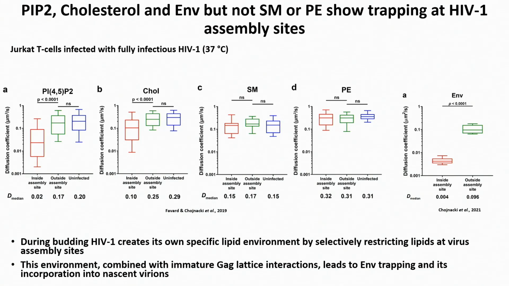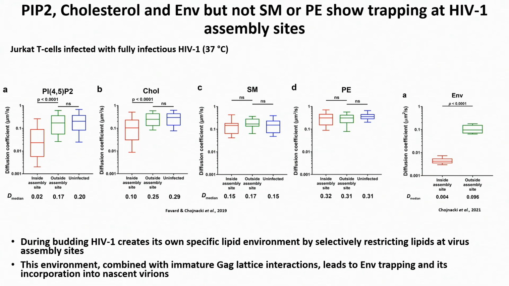So, to cut to the short, we found that PIP2, which is an important molecule for HIV assembly, and cholesterol display reduced mobility at HIV assembly sites, but not just outside of assembly sites, and of course not in uninfected cells. Molecules like sphingomyelin or phosphatidylethanolamine, which are more neutral lipids, do not seem to get trapped. In addition, Env molecules also become hugely trapped on the surface at the point of virus assembly. So basically, this told us that HIV, contrary to what was thought before, is able to create its own very specific lipid environment by selectively restricting some lipids at the virus assembly site.